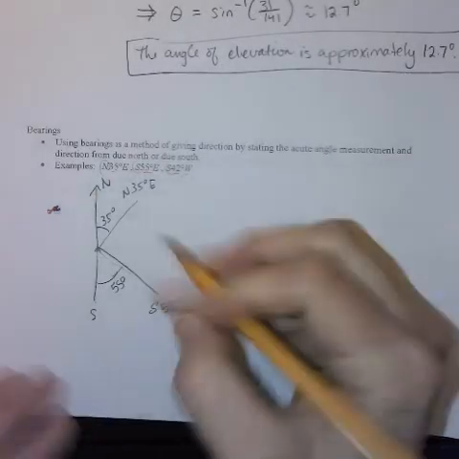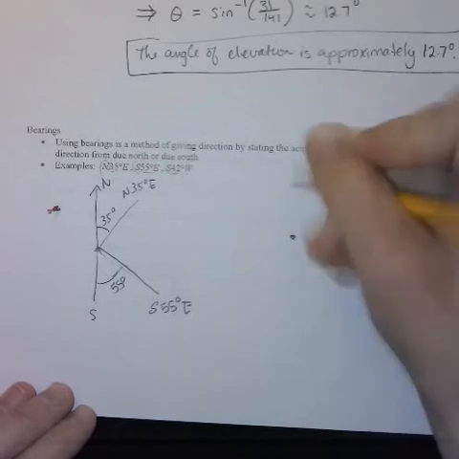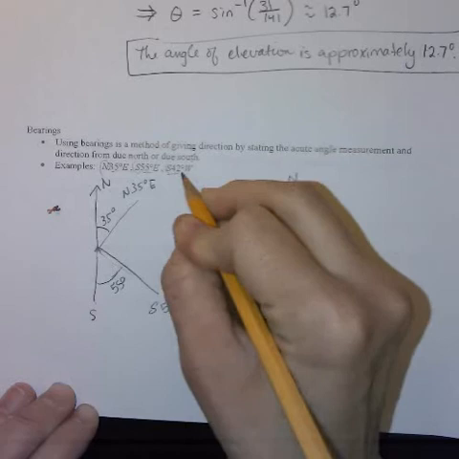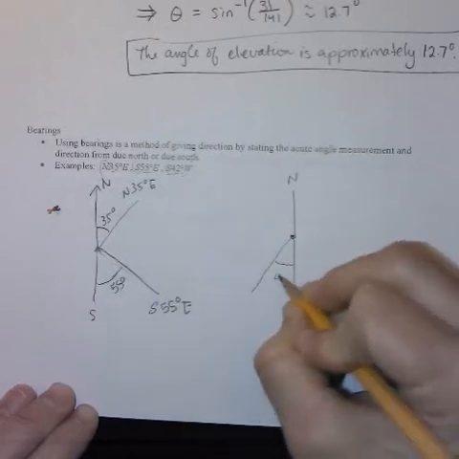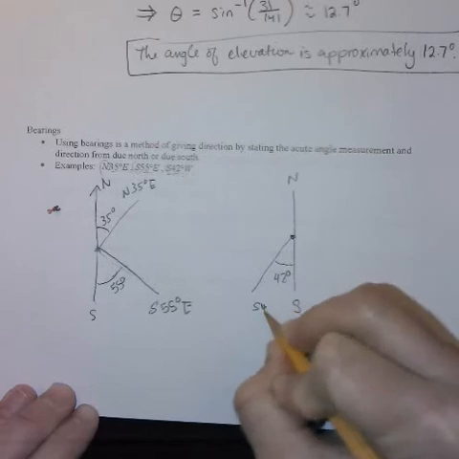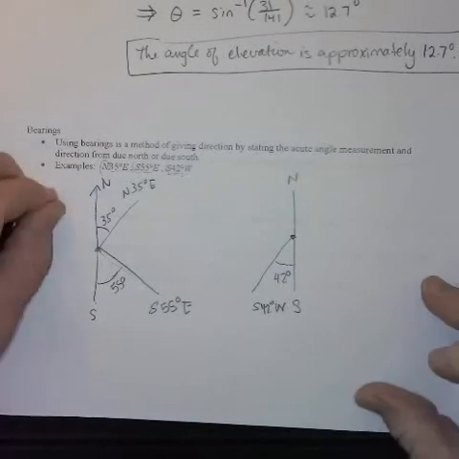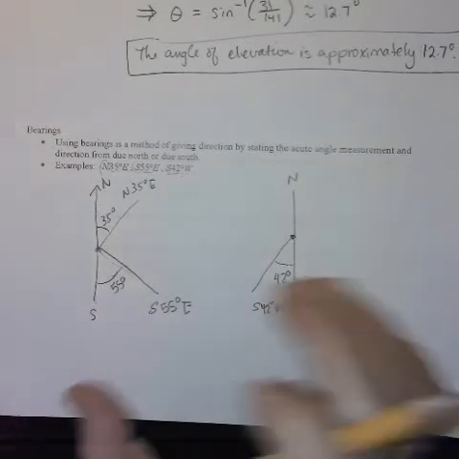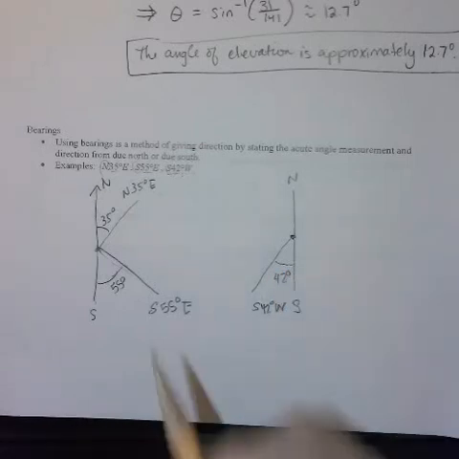So always from the north-south line. Wherever you're at, now I'm over here, that's where you're going to draw your north-south line. So south 42 degrees west, we'd measure 42 degrees to the west. So this would be nautical bearings, usually.